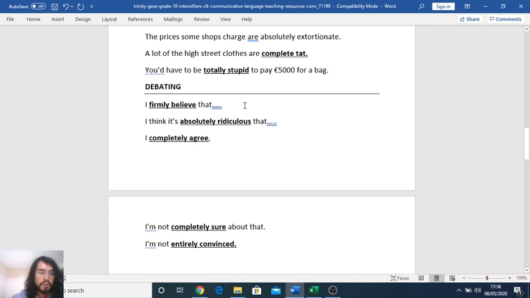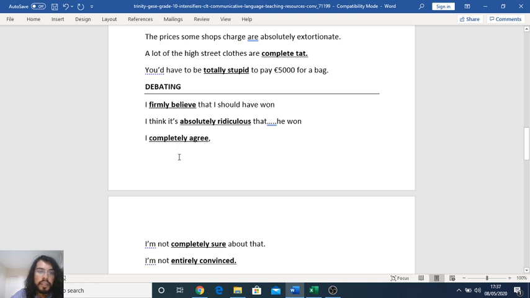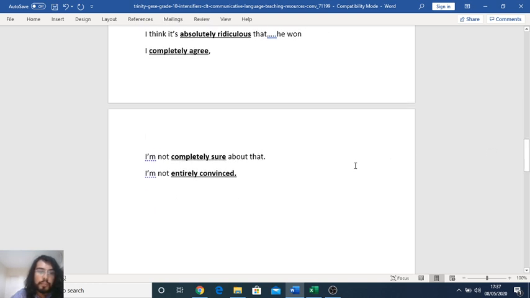Okay, so here we have some more examples. I firmly believe that I should have won. If I say that, I believe I should have won, I could remove firmly, but let's put it back. Again, our example is there. I think it's absolutely ridiculous that he won. I completely agree. So again, completely is modifying agree. We have another example of completely. I'm not completely sure about that.